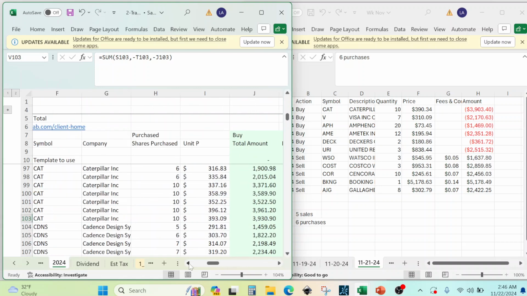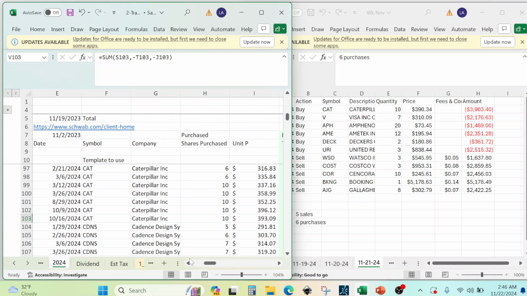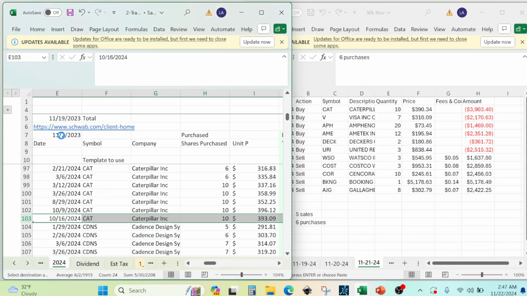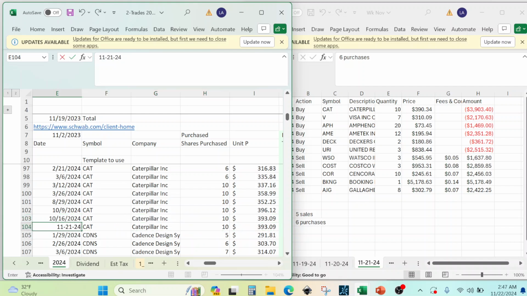So the first one that we purchased is CATS. The last time we purchased CATS was in October 16. So I'm just going to copy that and insert copy cell. That's what I like to do, so that I can keep the formatting and the formulas in the row that I'm going to make my entry in, so that I don't have to update formula on that row. So we have it here, and I'm just going to put November 21st, 2024.